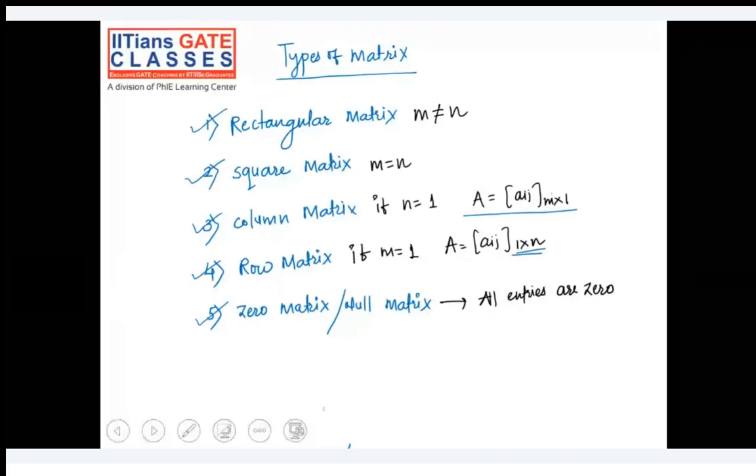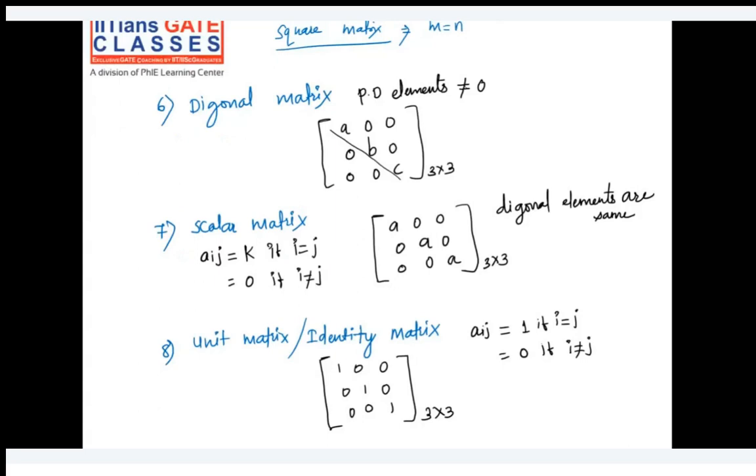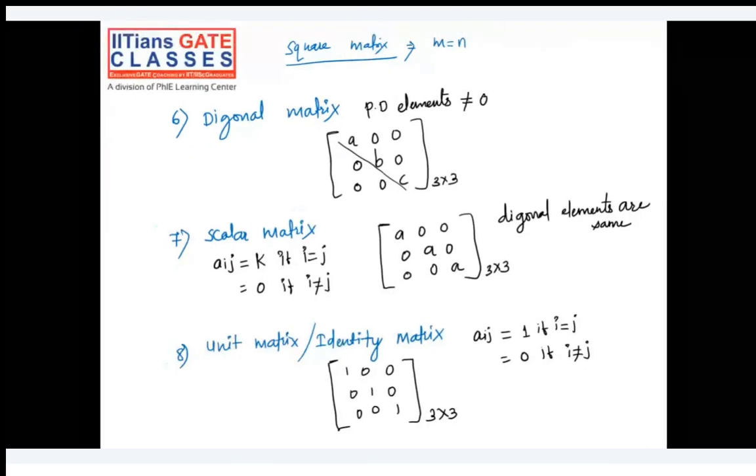Let's bring some little complexity into it now. Now our focus will be mainly on the square matrix. What is a square matrix? m is equal to n. Number of rows is equal to number of columns. So let us consider this 3 cross 3 matrix. We'll have 3 rows and 3 columns. If principal diagonal elements are non-zero and the rest of all the elements are 0, in that case you can call it a diagonal matrix.